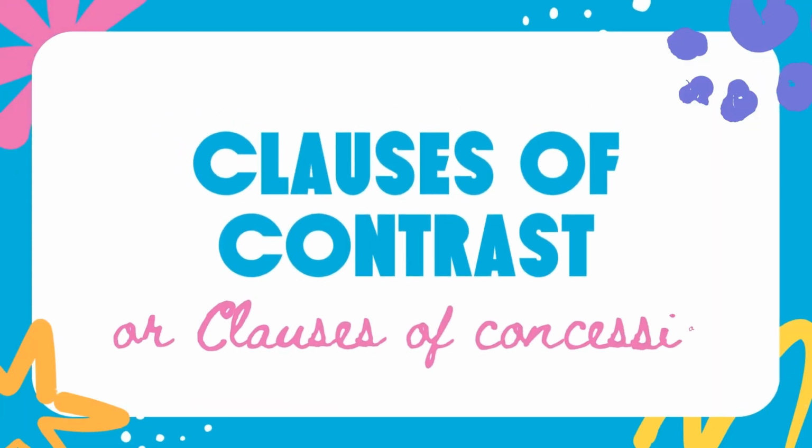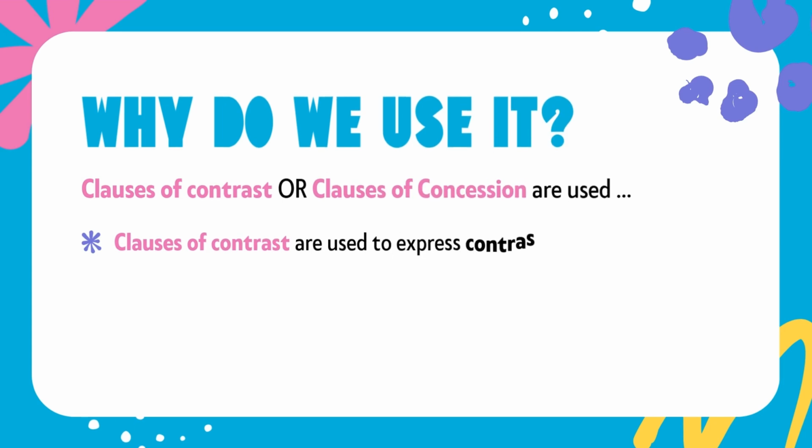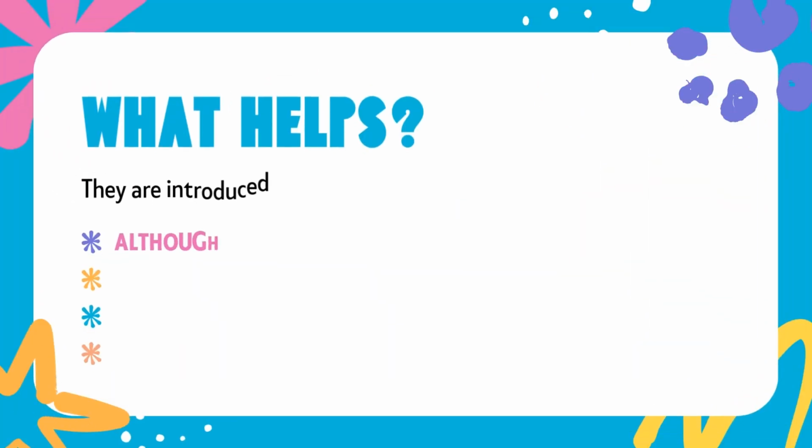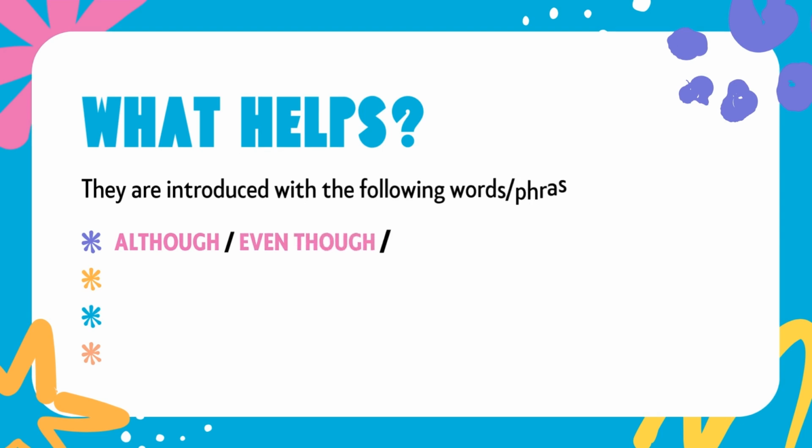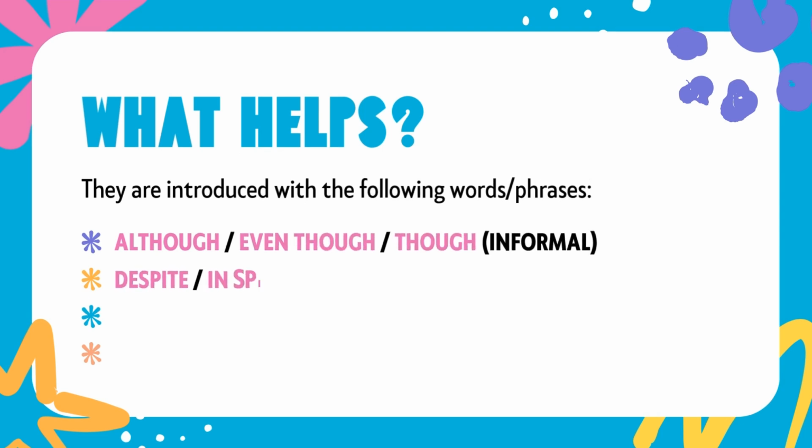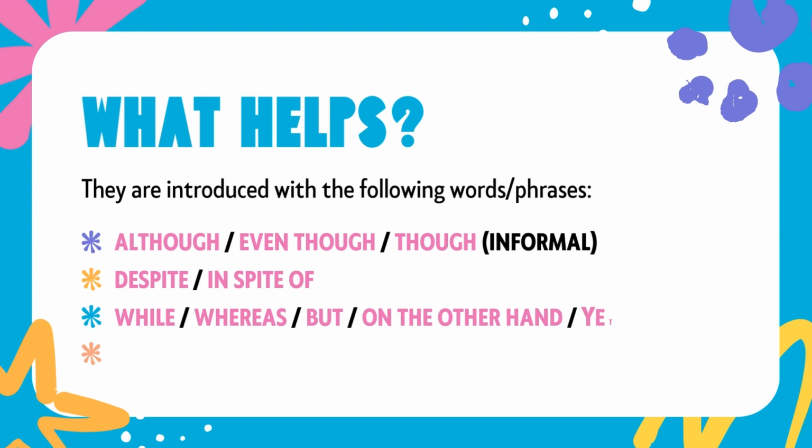Today's grammar is clauses of contrast or clauses of concession. Why do we use it? Clauses of contrast are used to express contrast. They are introduced with the following words or phrases: although, even though, though (informal), despite, in spite of, while, whereas, but, on the other hand, yet, still, nevertheless, however.